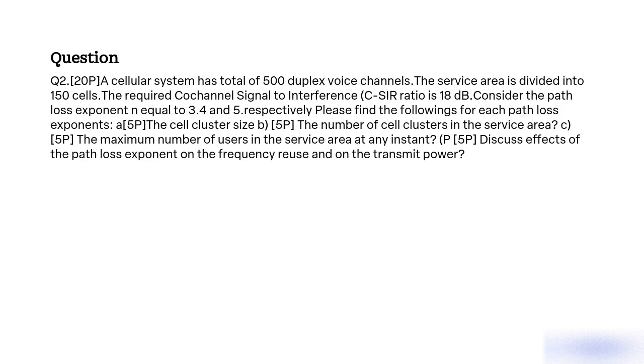What are the cell cluster size, number of cell clusters, maximum number of users, and effects on frequency reuse and transmit power for a cellular system with 500 duplex voice channels, 150 cells, and a required C/I ratio of 18 dB, considering path loss exponents of 3.4 and 5? Our objective is to analyze the performance of the system under different path loss exponents.